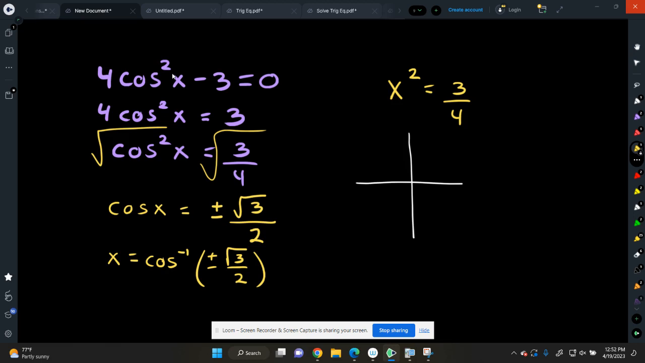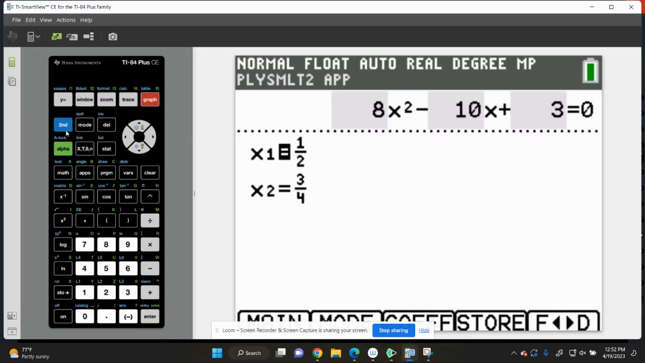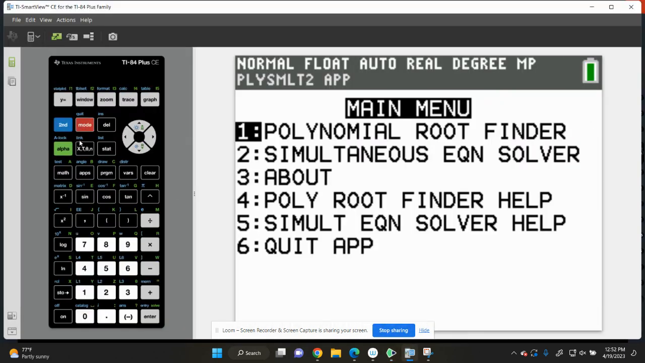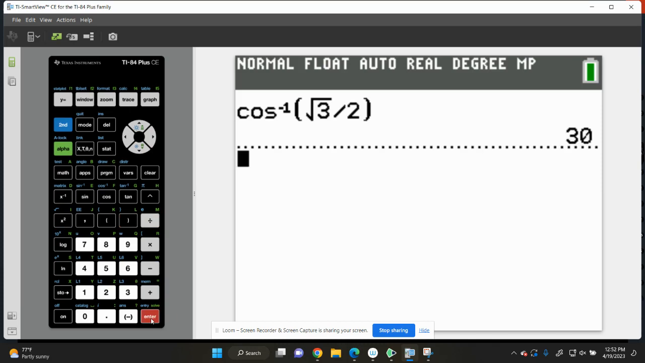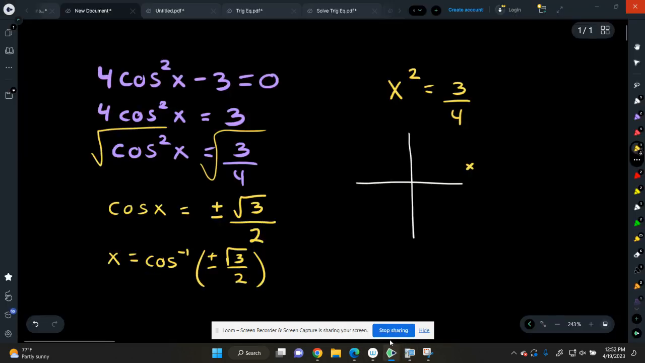Which angle has an x value of square root of 3 over 2? 30 degrees, right? Remember, we can use our calculator to help us a little bit. Let's go back to our calculator. If I do inverse cosine of the square root of 3 divided by 2, I get 30 degrees. So our calculator can help us by giving us that reference angle.